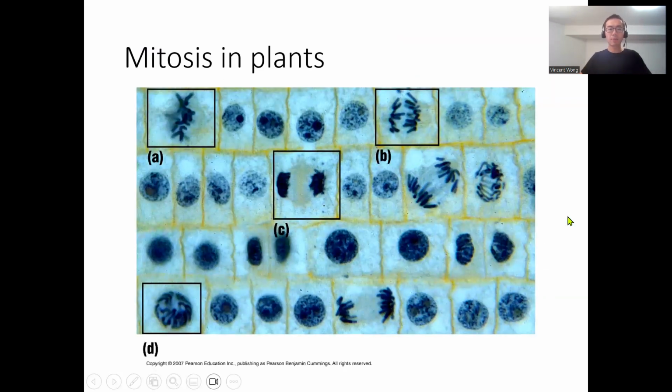Now let's take a look at this picture here and see if we can make out which phase of mitosis we are looking at. Okay, let's start with something like this. This is the cell. The cell is a rectangle here because we're looking at plant cells. Plant cells tend to be rectangular in shape, whereas animal cells are more circular.